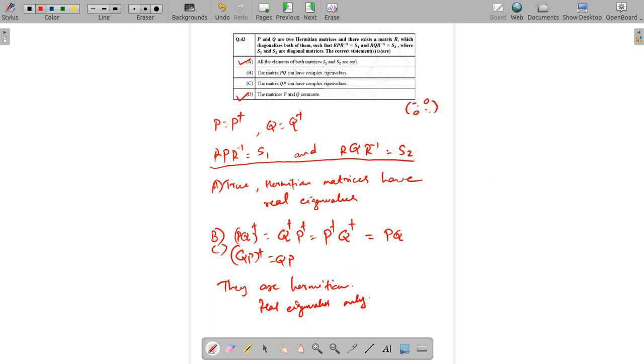Now what about option B? The matrix PQ can have complex eigenvalues, and C, the matrix QP can have complex eigenvalues. Let's try these two together. PQ dagger is basically, you apply the AB dagger kind of relation, so Q dagger P dagger, which is P dagger Q dagger, because you use the other relation here. So let's look at option D, then we can come back to B and C.